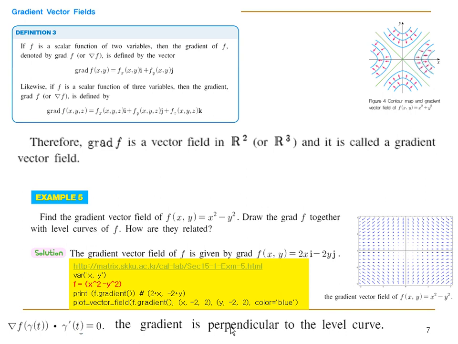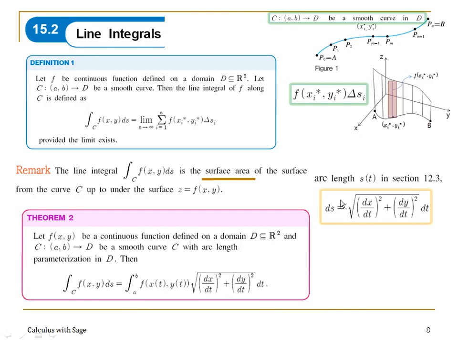Now, how are this vector and this contour line, this level curve, related? Looking at each one, you can see they are all orthogonal. As you observe from the level curves and the vector field, the gradient vector and the level curves are orthogonal. So the gradient is perpendicular to the level curves. This example shows that fact.